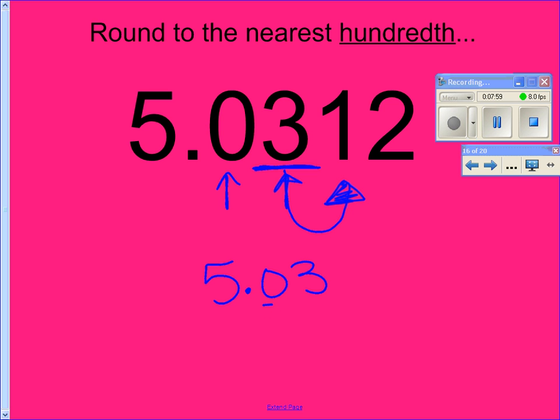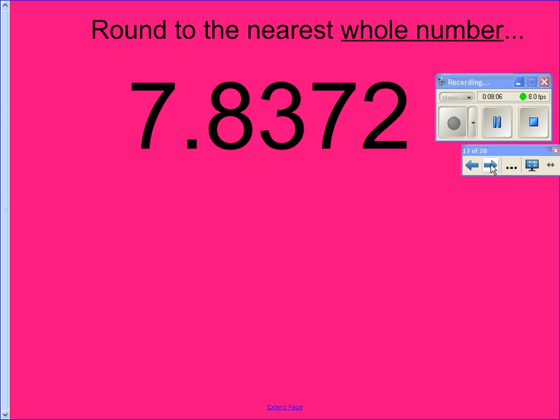Notice there are only 2 places after the decimal because you are rounding to the hundredths place. Try this one on your own. You can pause the video.